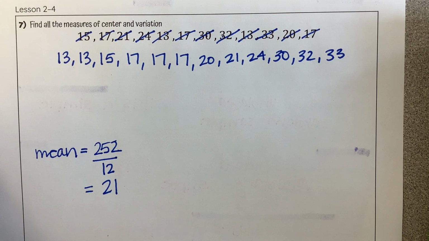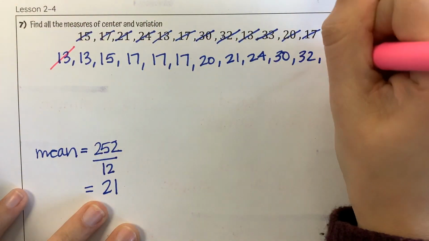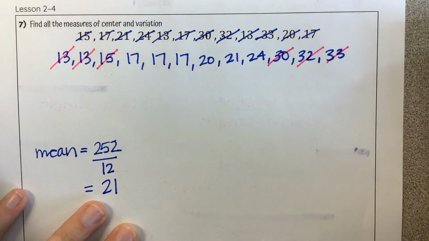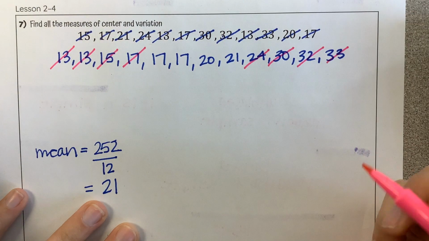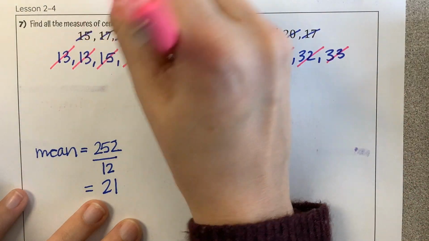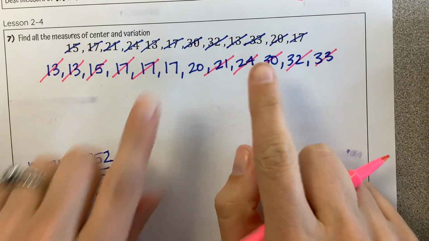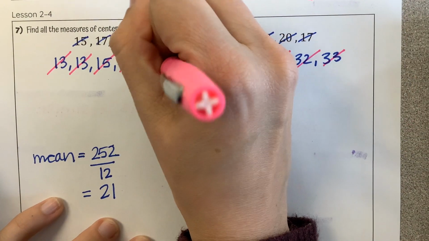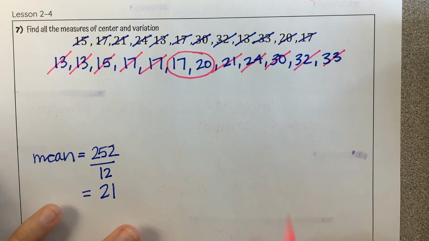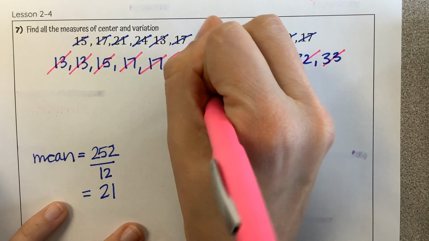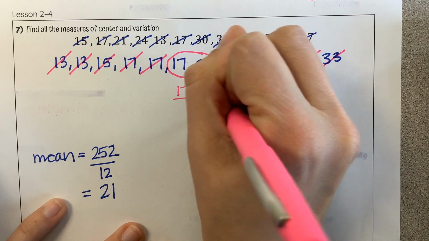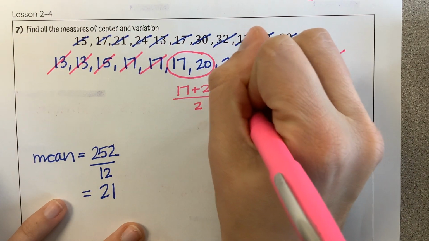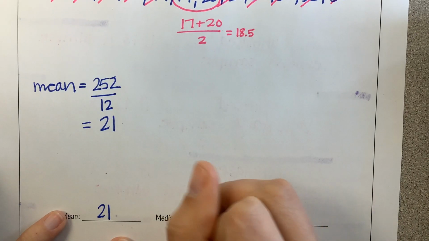Now let's find the median. So I'm crossing off lowest, highest, lowest, highest, lowest, highest, lowest, highest. Remember, if you cross off a lowest, you have to cross off a highest. Lowest, highest. If I crossed off 17, I'd have to cross off 20, and there's nothing left. So these are both in the middle. So to find the median, we're going to find the average of these two. 17 plus 20 divided by 2 is 18.5 for our median.